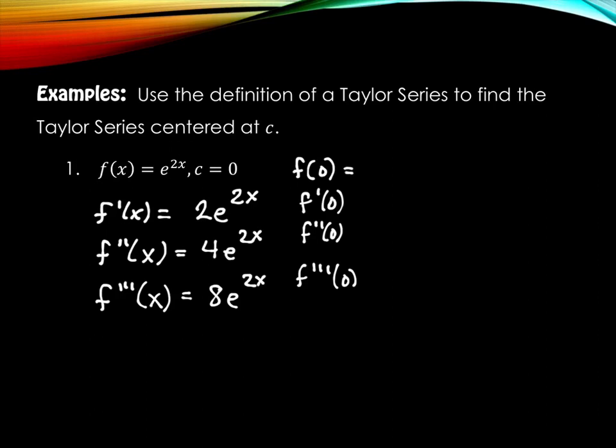All right, so if we put in 0 into e to the 2x, what will we get? 1. We get 1. What's the first derivative at 0? 2. Second derivative? 4. Third derivative? 8. So it's just these coefficients, right? Because the e to the 2x part becomes 1 every single time when I put in 0. So these values are going to become the coefficients.